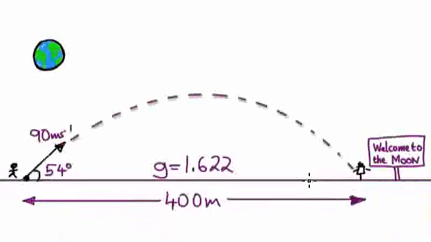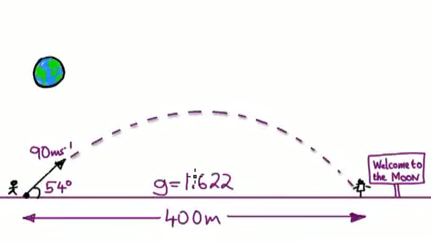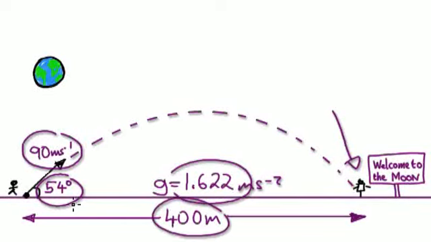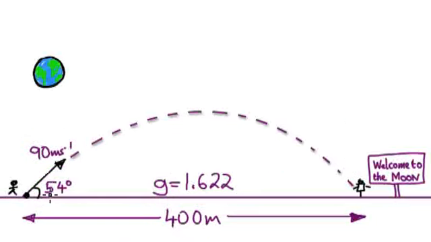Okay, let's give you guys some more practice. So now you're on the moon. Gravity on the moon is 1.622 meters per second squared. You're going to fire a cannonball at 90 meters per second at an angle of 54 degrees. The scarecrow is 400 meters away from the cannon.